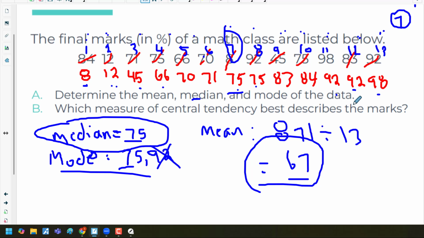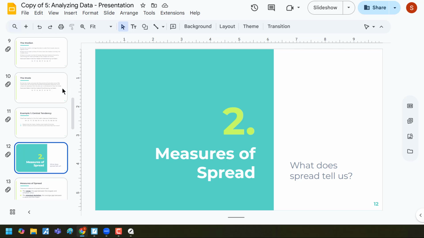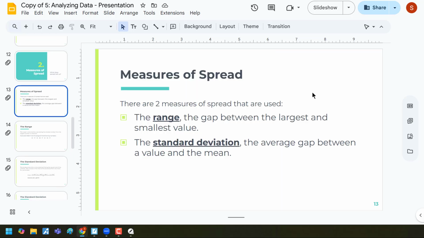Yeah. Okay. Let's continue. What is this? Somewhere. Well, not bad. What are we doing? Oh, measure of spread. Oh, okay. This is going to be difficult. Range is not hard. Standard deviation is hard.